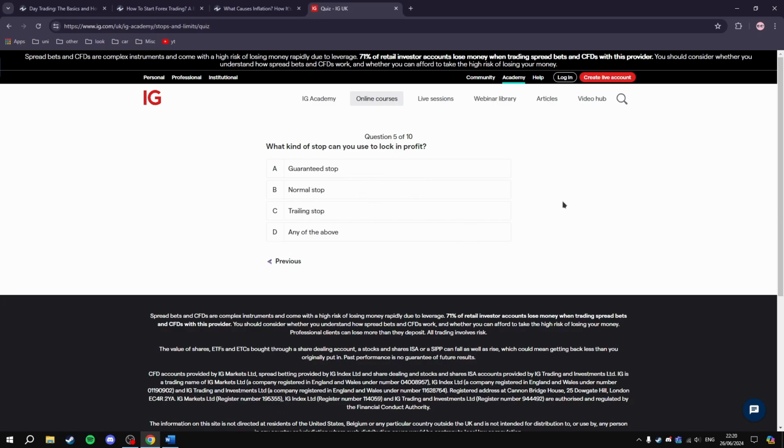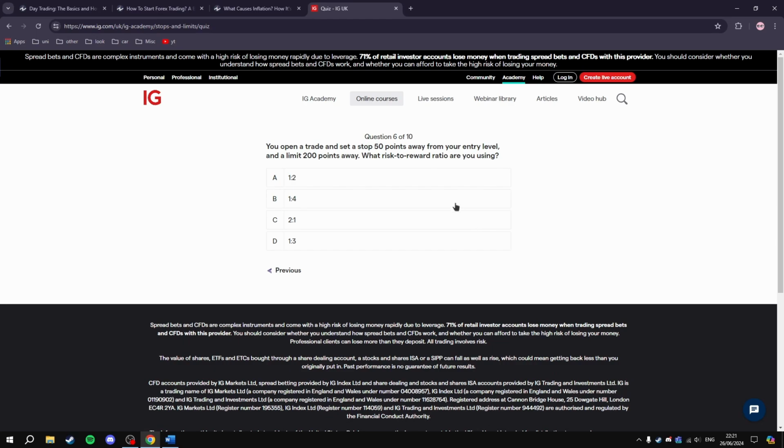What kind of stop can you use to lock in profit? Guaranteed stop, normal stop, trailing stop, any of the above. Trailing stop, oh no, any of the above. Guaranteed stop, no, it's trailing stop, isn't it? Because these two are for stop losses. Trailing stop lets you move it following the market price so you can lock in profit.